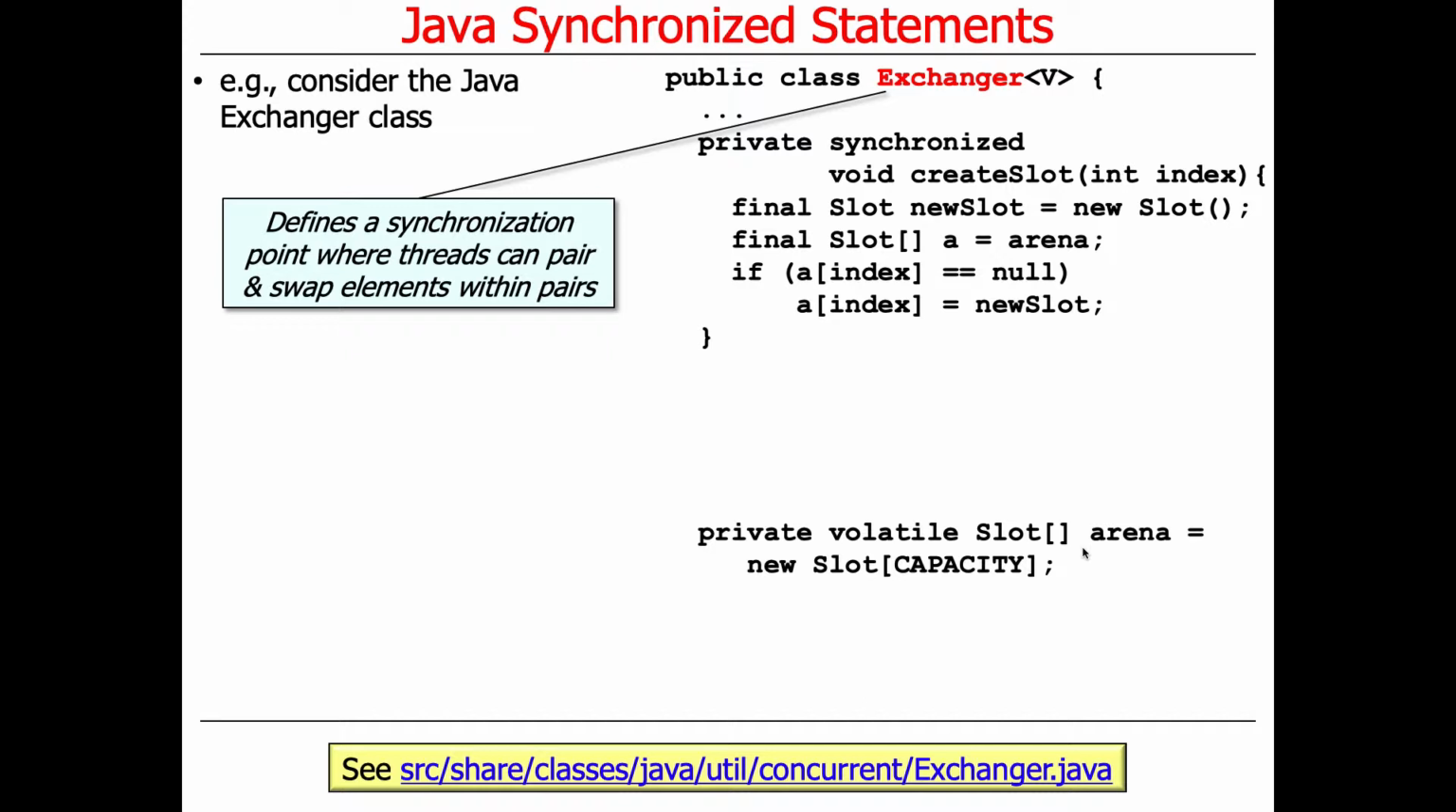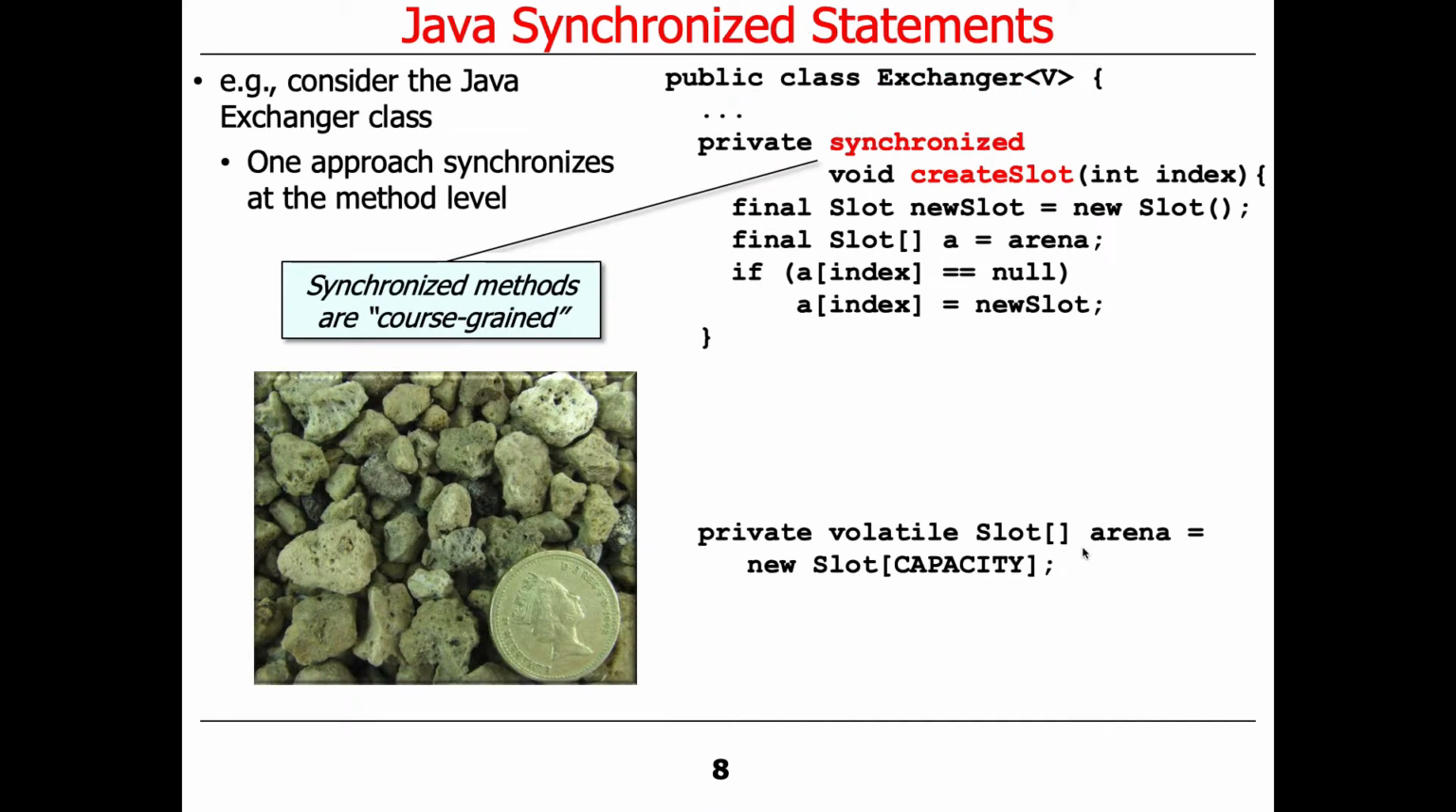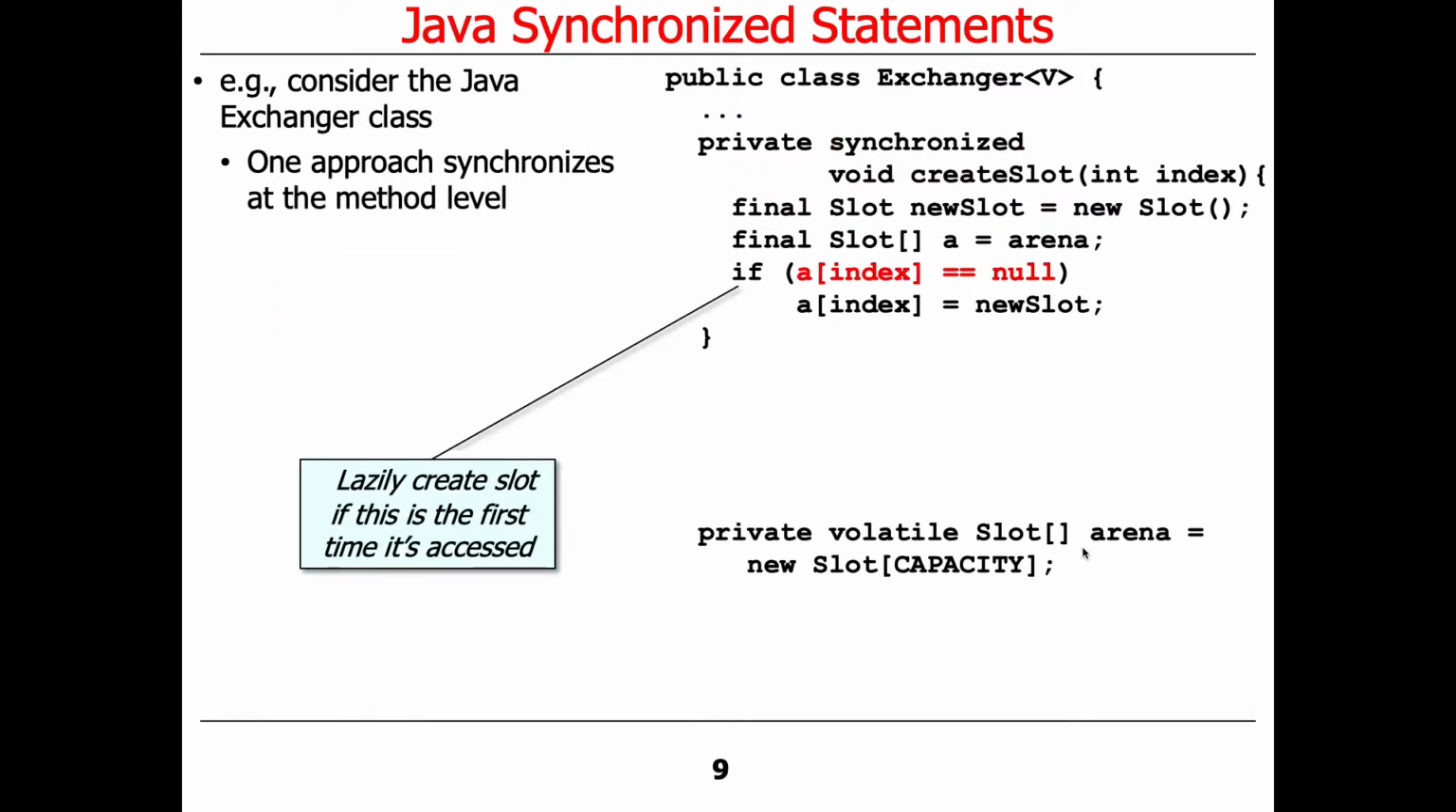And there's a couple of different ways to implement Exchanger. One way to do this would be to have the entire method, like createSlot, be synchronized. But that would be very coarse grained, as we'll see. So here's how this would work. So synchronized, there's a method called createSlot. This is going to make a new element or new entry into this data structure. And it's going to lazily create the slot the first time it's accessed. So we come in here, we say createSlot, and we give an index. And as you can see here, if this is the first time in, then we're going to go ahead and do something. That's one approach. The problem is it's too much locking for its own good.